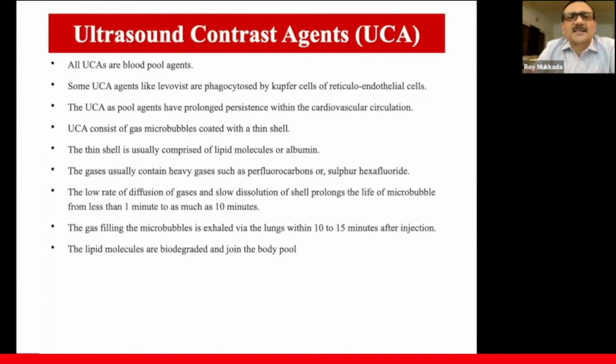The UCA consists of gas microbubbles coated with a thin shell. This thin shell is usually composed of lipid molecules or albumin. The gases usually are heavy gases such as perfluorocarbons or sulfur hexafluoride. The low rate of diffusion of gases and slow dissolution of shell prolongs the life of the microbubble from less than a minute to as much as 10 minutes. The gas filling the microbubbles is exhaled via the lungs within 10 to 15 minutes after injection. So the lipid molecules are biodegraded and join the body pool.